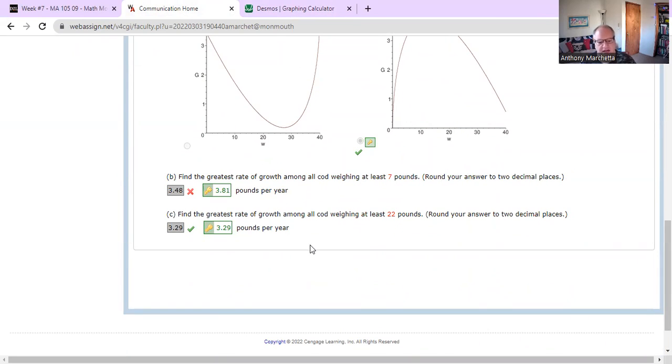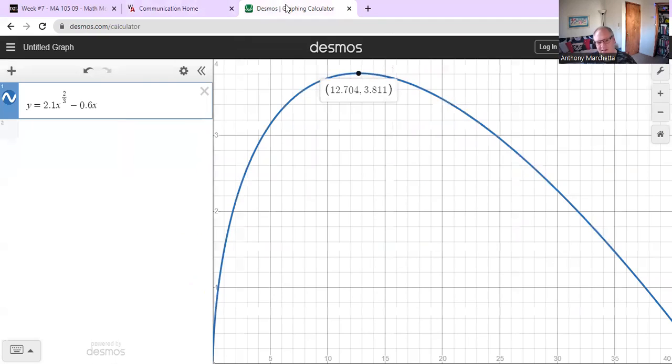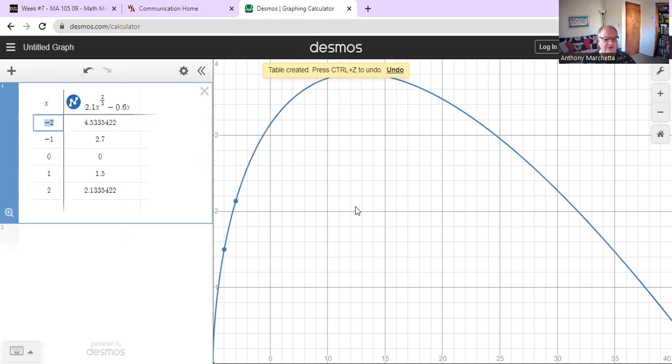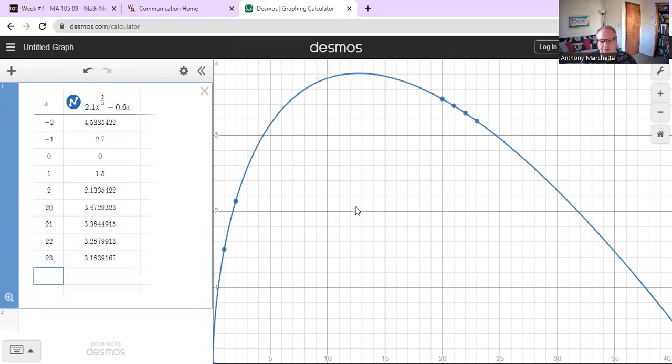Find the greatest rate of growth amongst all cod weighing at least 22 pounds. Now, at least 22 pounds. Where is 22 on here? I'm going to change this into a table so I can get some values out here. 20, 21, 22, 23, 24.